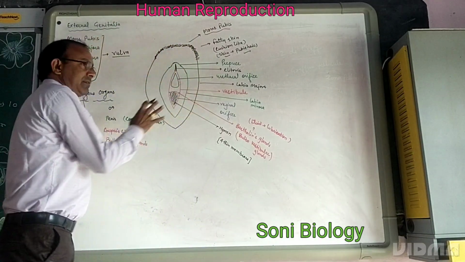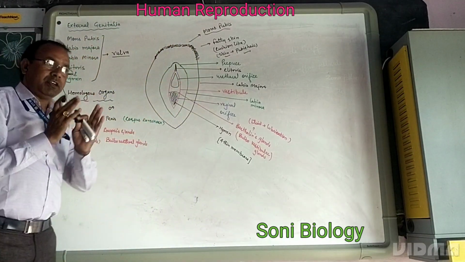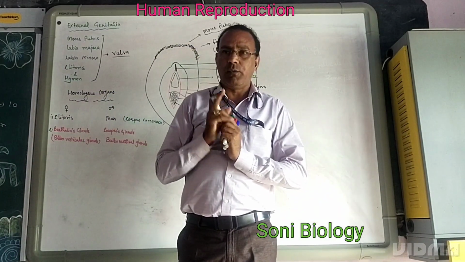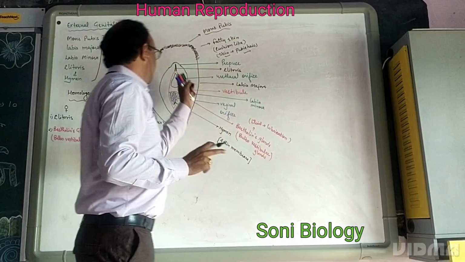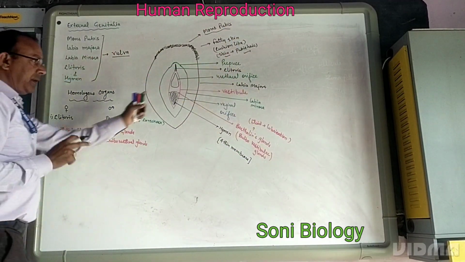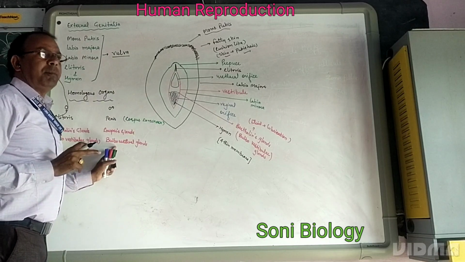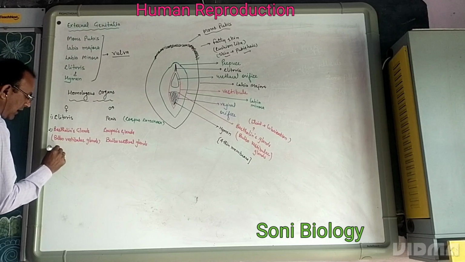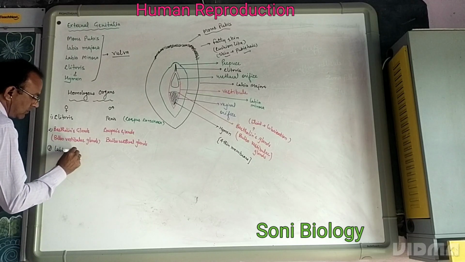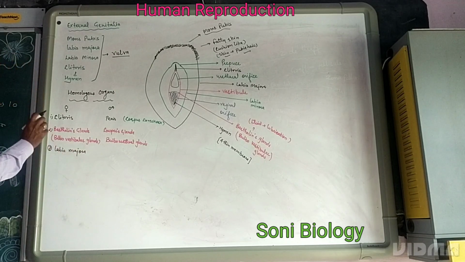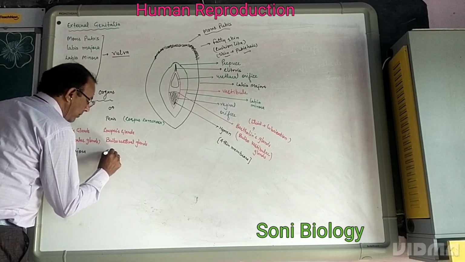Labia majora. We have seen that there are 3 organs in male and female which act as homologous organs. One is the penis in male and clitoris in female. The second one is Bartholin gland in female and Cowper's gland in male. And the third one is the labia majora in female, which is homologous to the scrotum.